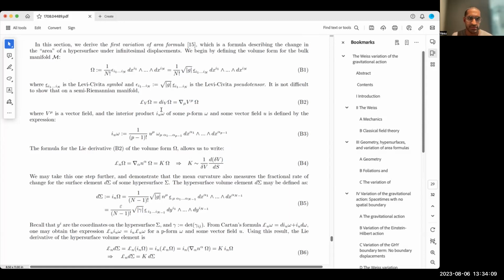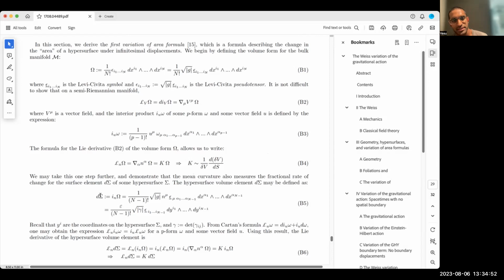And now notice two things, right? First, if the vector field with which we're taking the Lie derivative is the normal to some hypersurface, then because of the relation between the divergence of the normal and the trace of the extrinsic curvature, you get the following relation, all right? So you get the sense that the trace of the extrinsic curvature is something like a logarithmic rate of change of the volume of some space. But more importantly, you can actually see it as the fractional rate of change of the surface element itself. Okay, so what is the surface element?